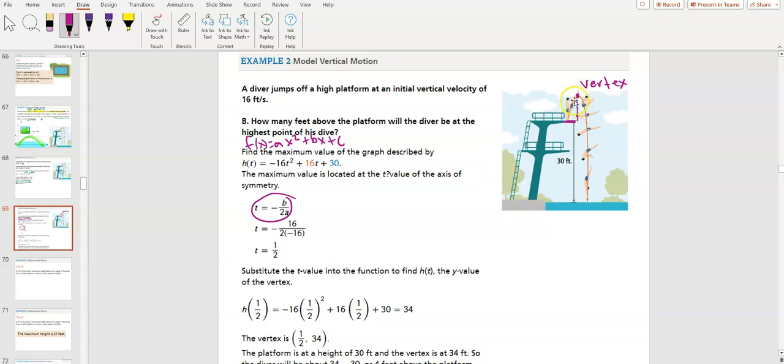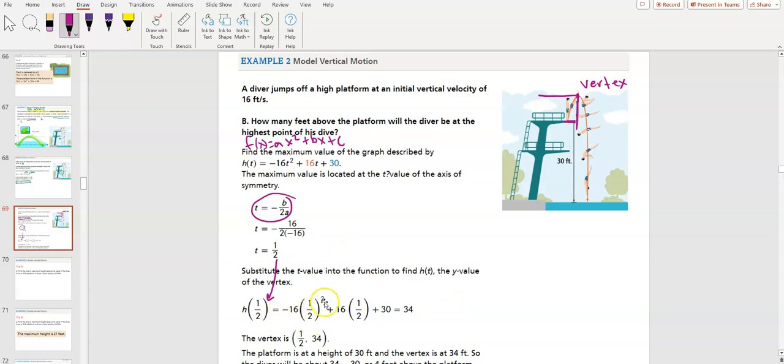But I don't want to know the time he's going to be at his vertex. I want to know how high up he's going to be. So I need to find the y value here when he's at the axis of symmetry. So we plugged in the 1/2 for t into our original formula, and then they solved that.